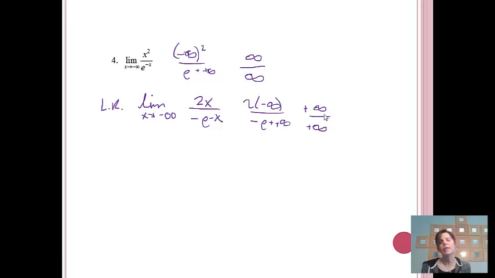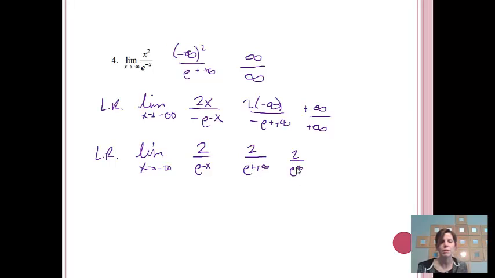So I actually didn't get an answer again, but I did get an indeterminate form, which means I can do L'Hopital's rule once again. So I'll take the limit as x approaches negative infinity. The derivative of 2x is 2, and the derivative of negative e to the negative x would be e to the negative x. And once again, I'm going to be plugging in negative infinity. So I'll get 2 over e to the negative infinity, which just gives me 2 over e to the infinity. Since e to the infinity is infinity, 2 divided by infinity is 0. So my limit of that problem is 0.